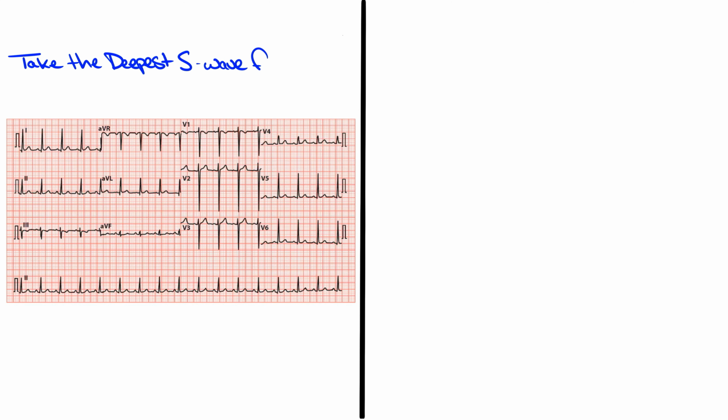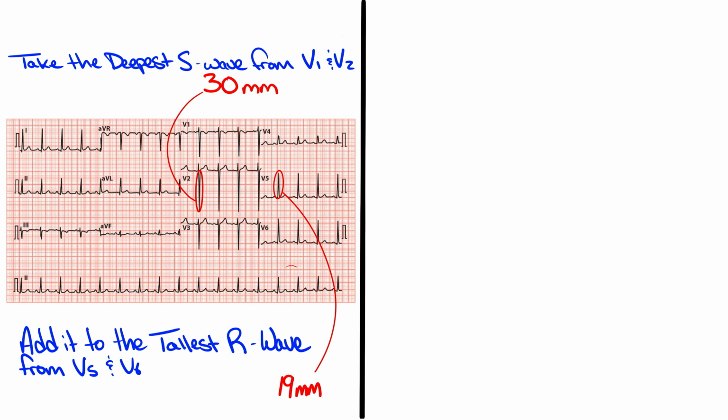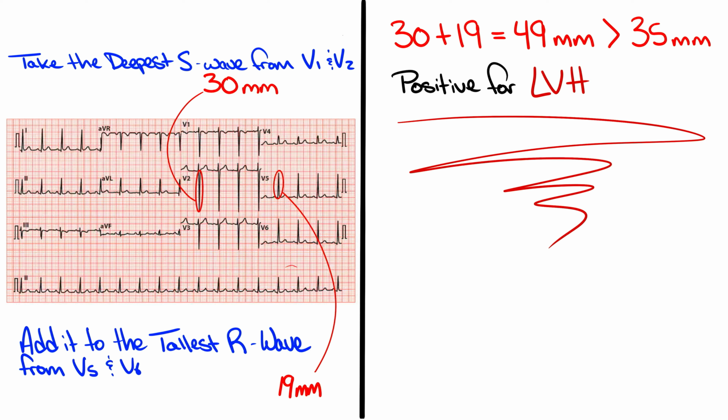Let's go over an example. Here, you're going to take the deepest S wave from leads V1 and V2. Here it looks like it's V2 at 30 millimeters. Then you're going to add that value to the tallest R wave from V5 and V6. Here it looks like V5 at 19 millimeters. You take 30 plus 19 and you get 49 millimeters, which here is greater than 35 millimeters. And in this case, the patient would be positive for left ventricular hypertrophy.